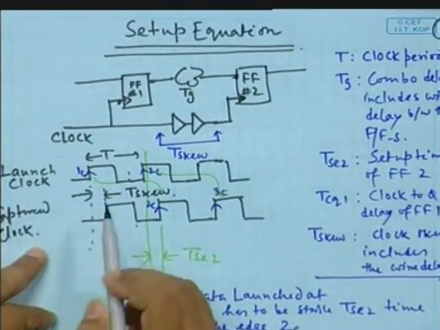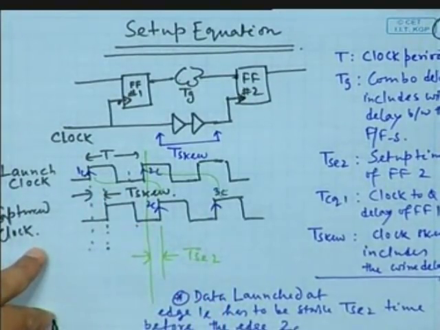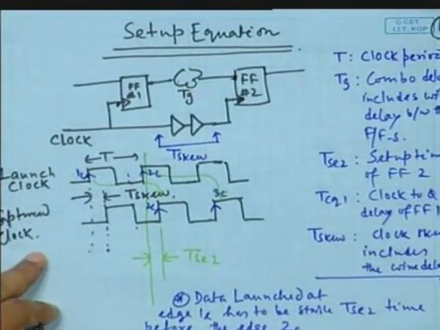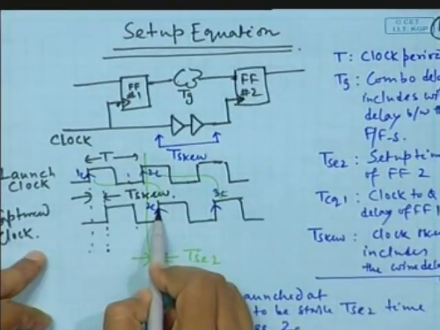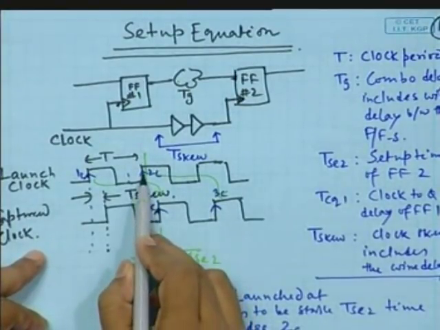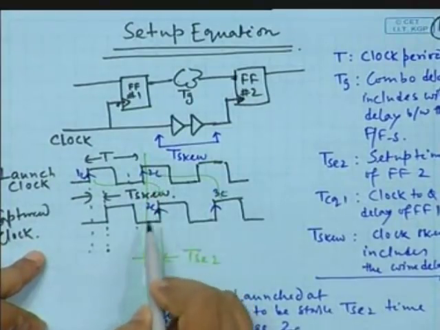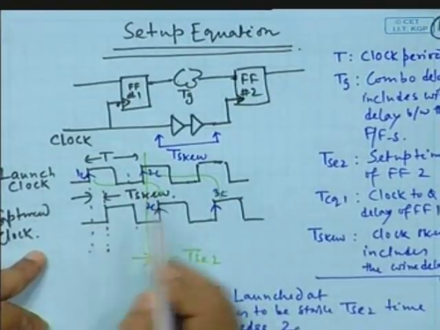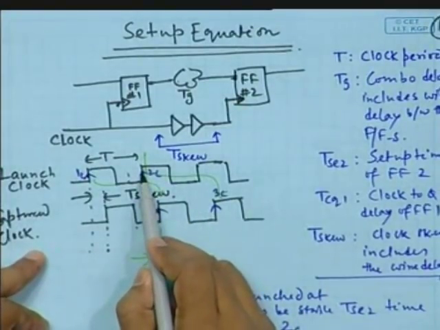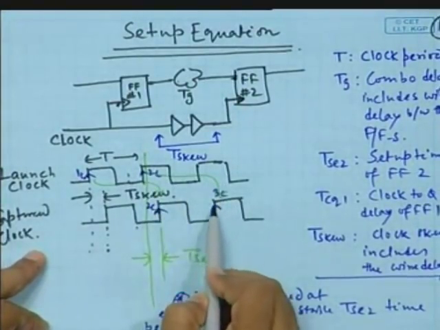The first data will be launched by this edge, right? And it has to be captured at this edge. That you have to make sure. Second data will be, see, these are 1L, 2L. This is 2C, 3C. 1C, 2C, 3C. C for capture, L for launch. Second data will be launched from here and it has to be captured by this edge.